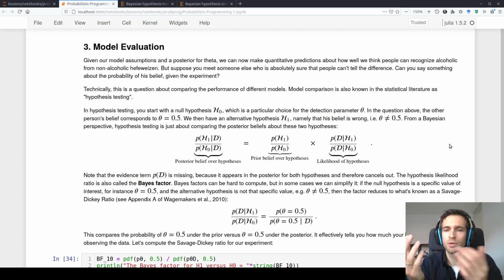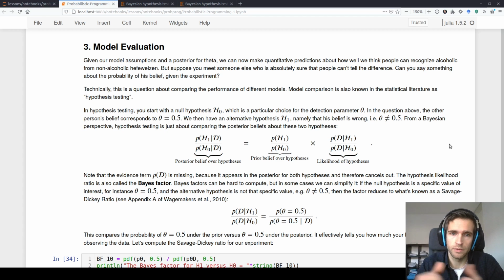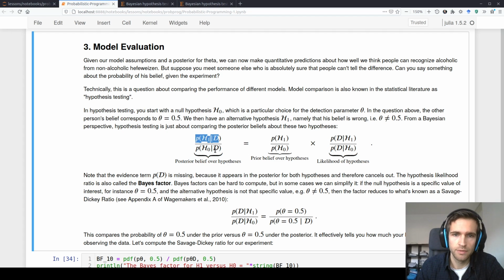But now, because you're comparing models, you're not looking at the probability of a single model, you're looking at the probability of a model relative to another model. That means that you're taking ratios of models. That's what we describe here. So we have the posterior belief over hypothesis 1 given the data divided by the posterior belief over hypothesis 0 given the data, and that consists of the ratio of prior beliefs times the ratio of likelihoods.